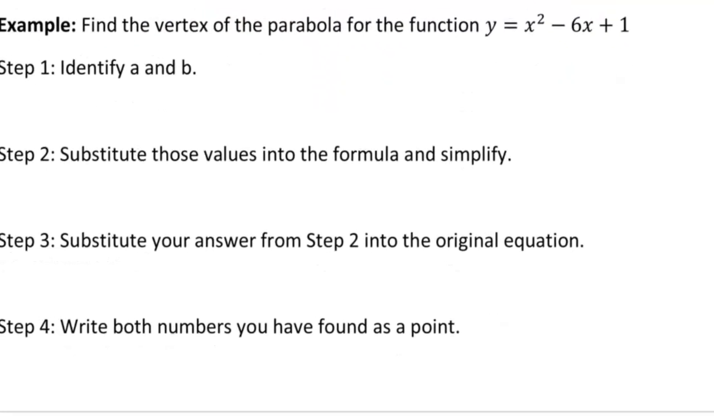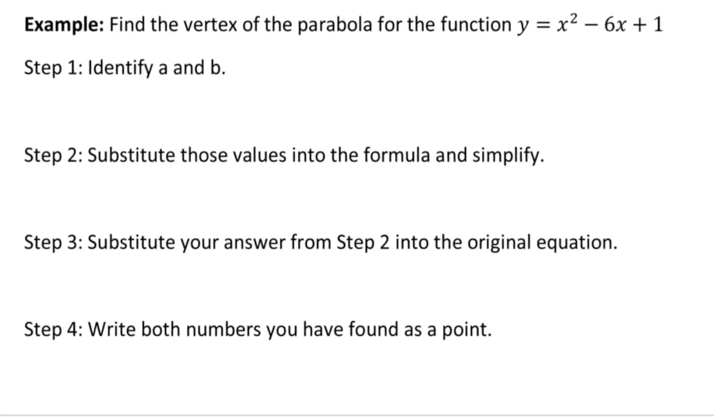It says find the vertex of the parabola for the function y equals x squared minus 6x plus 1. Our first step is we're going to identify what a and b are, since we need to use those for our formula. A is the number in front of x squared, and since you don't see a number, the number is 1. B is the number in front of x, and that's negative 6. Those are the 2 numbers we need for our formula.